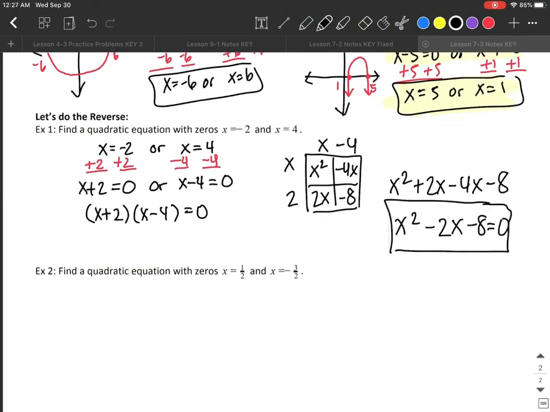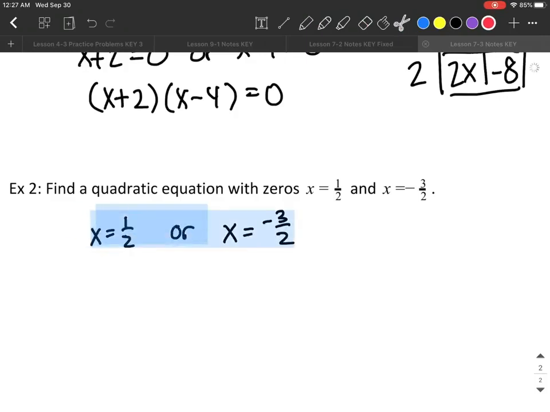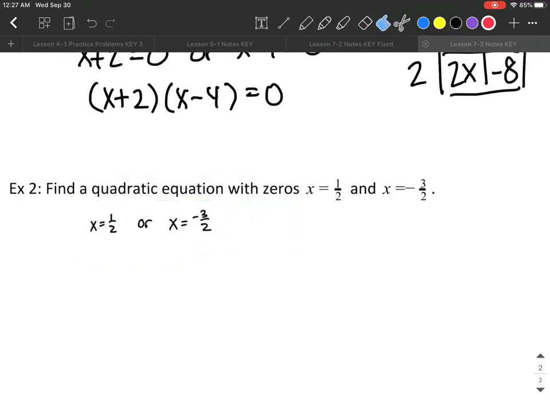All right, for example 2, I have x is equal to 1/2 or x is equal to negative 3/2. First thing I'm going to do, I wrote that too big. Can I make this smaller? Yes, I can. Woohoo! Sweet. Okay. So I have x is equal to 1/2 or x is equal to negative 3/2.